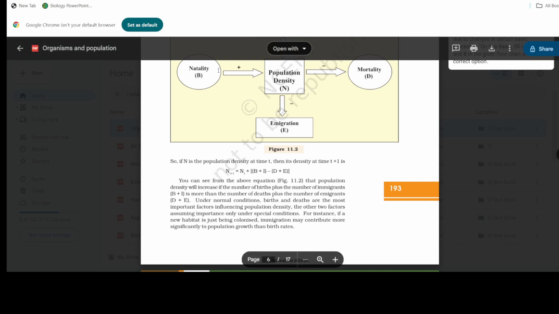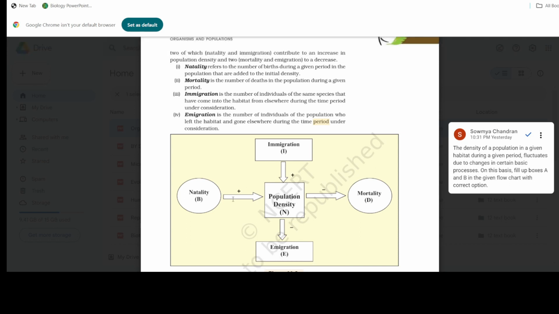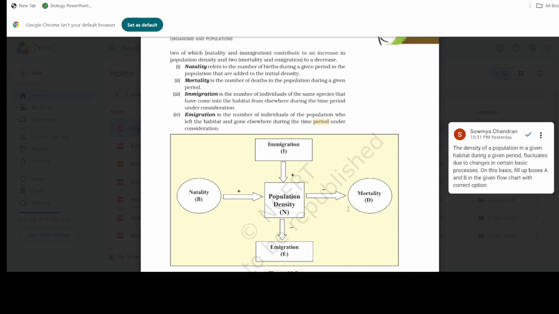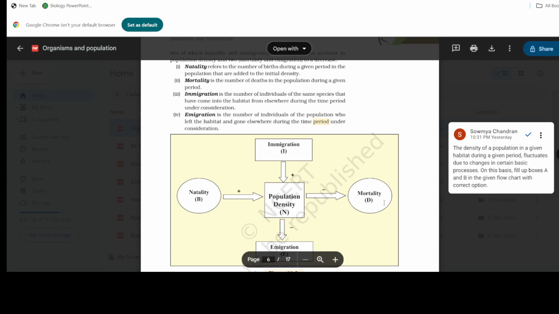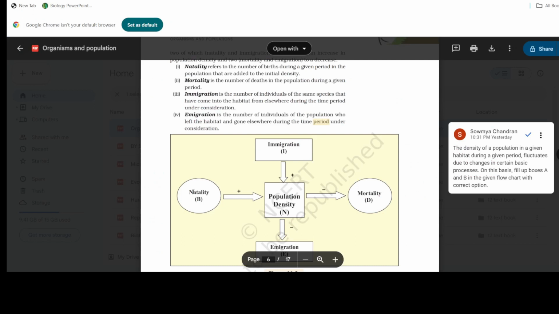So when this box was considered as A and this box was considered as B. On the basis, fill up boxes A and B in the given flow chart. So A is increasing. When A enters, the population density increases, so it adds to the population density. And B, when it goes out, it reduces the population density. So A will be natality rate and B would be the mortality rate. So let's check the question. A natality and B mortality. Okay, so option A. Is it clear?